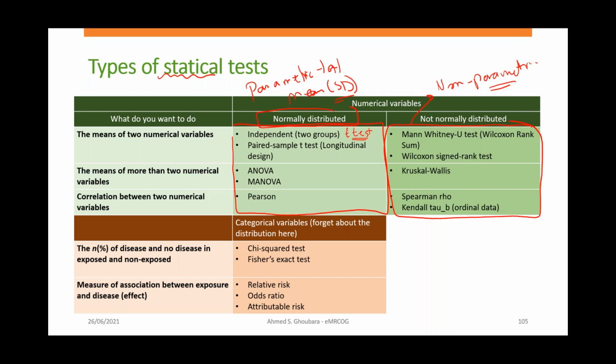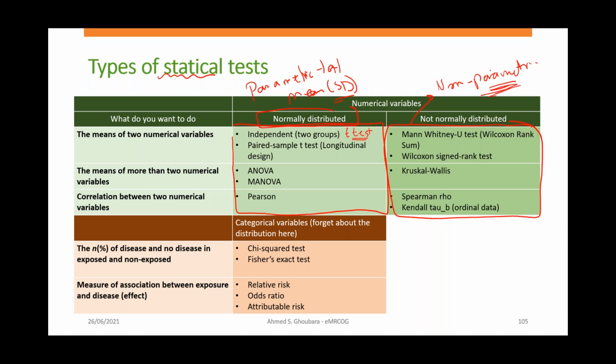Perfect. Okay, now bad luck. Two groups are asymmetrical. We have so many lightweight females and so many heavy-weighted males. So the distributions are not normal, they're skewed. I can't use the parametric test here. I need to use some other test to compare between the two groups. Those are the non-parametric tests.